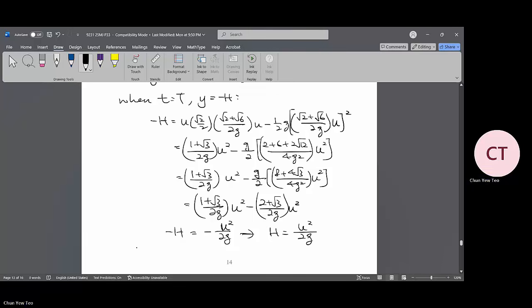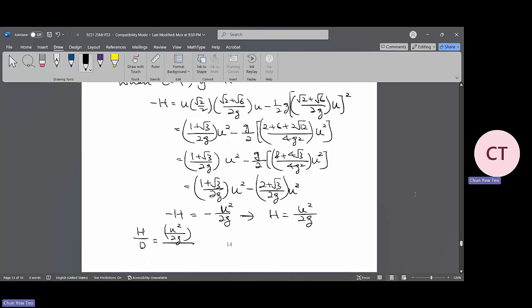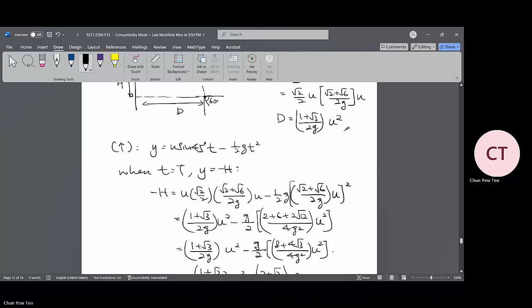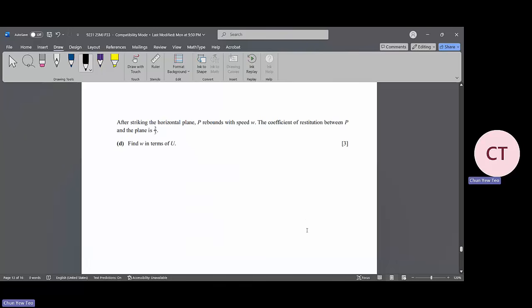So therefore, h over d is equal to u squared over 2g divided by 1 plus √3 over 2g u squared. Cancel it. You get h to d is equal to 1 to 1 plus √3. That will be the ratio of h to d. Done for the question number 7c. Move on. We have a 7d.